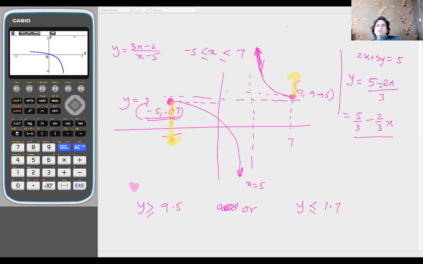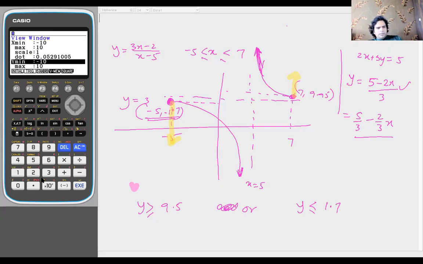Or you could just use this graph, that's okay. So in order to get a proper y equals mx plus c format, you can use that. Now they'll say plot the same thing on the graph here. So when I do that, I would like to make the window clearer.